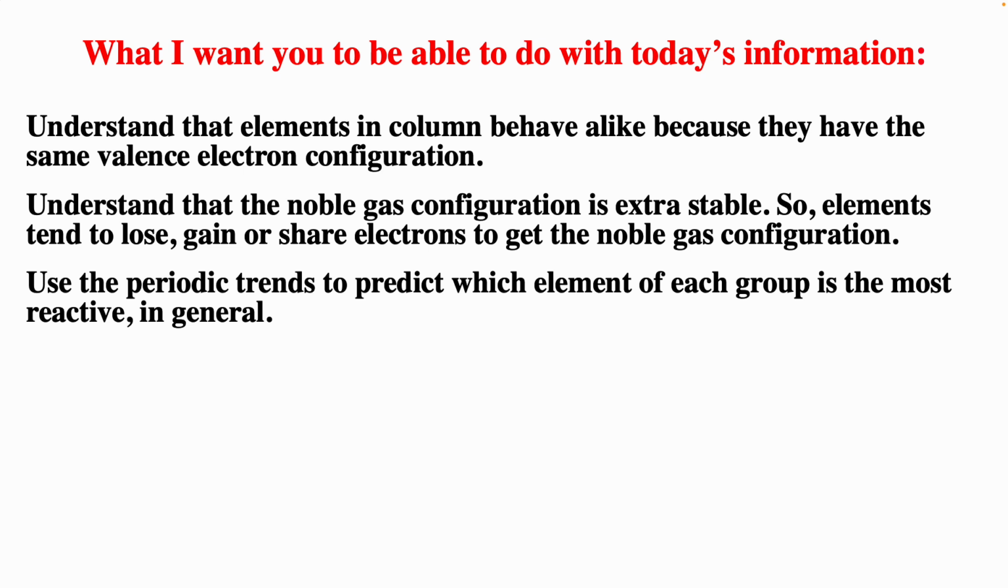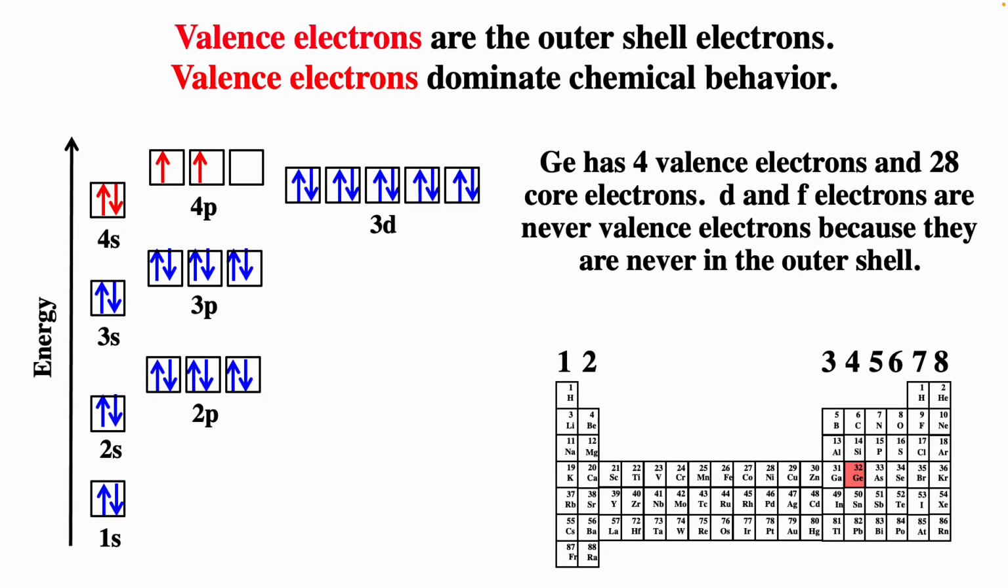Understand that the noble gas configuration is extra stable because they have all full subshells, and so elements tend to gain, lose, or share electrons to get the noble gas configuration. And I want you to be able to use the periodic trends to predict which element of each group is the most reactive in general. And so valence electrons are the outer shell electrons, and they dominate chemical behavior.